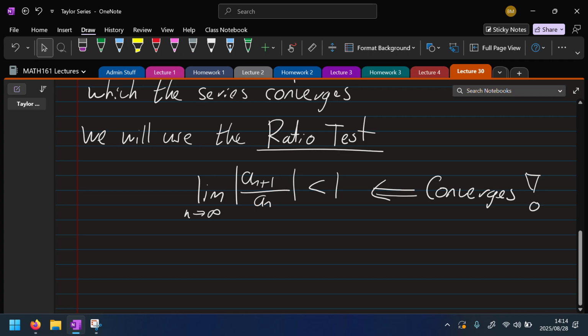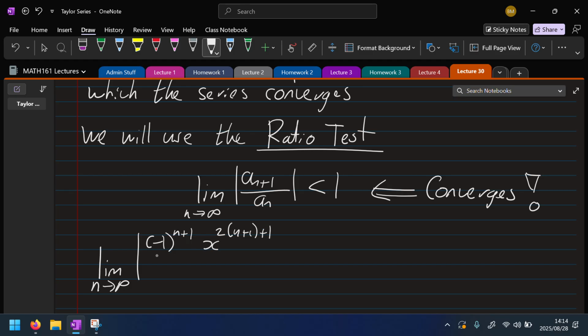Okay, now we just substitute and then evaluate. So we're going to have the limit as n goes to infinity, absolute value, an plus 1. So wherever we see an n, we put an n plus 1. So that will be -1 to the n plus 1, x to the 2n plus 1, all over 2n plus 1, but now the n is n plus 1. Again, wherever we had an n, we now put n plus 1, and we can see that in the brackets there.